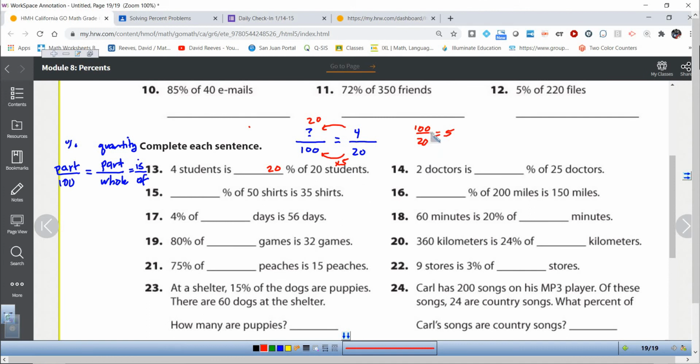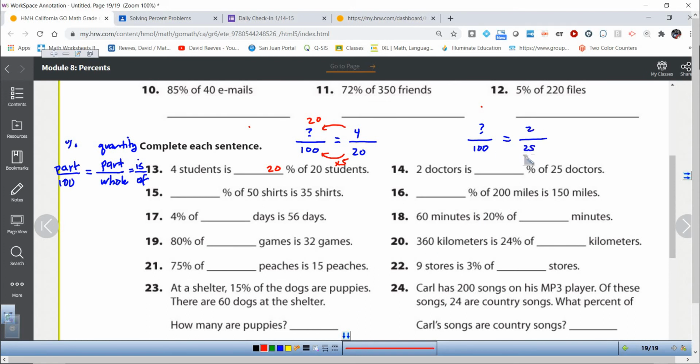All right. What about this next one right here? 2 doctors is blank percent of 25 doctors. So it's the same kind of thing. They didn't give us the percent, so that's going to be over 100. We don't know what that is. 2 is the part. 25 is the whole.